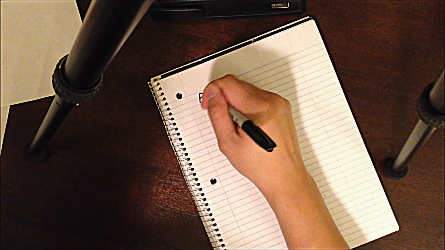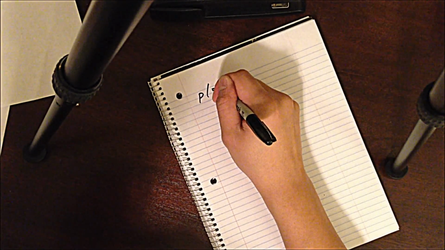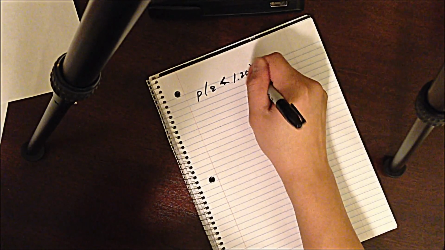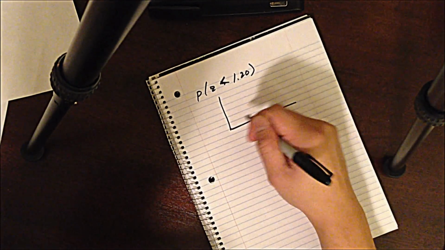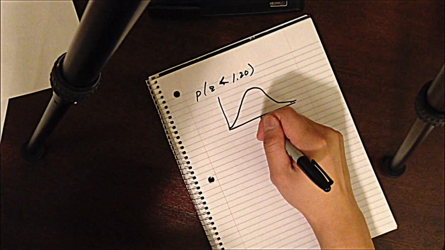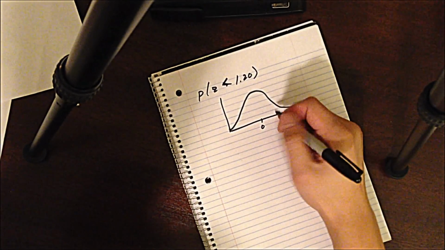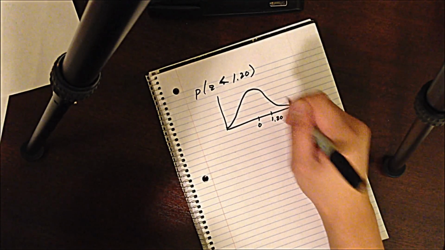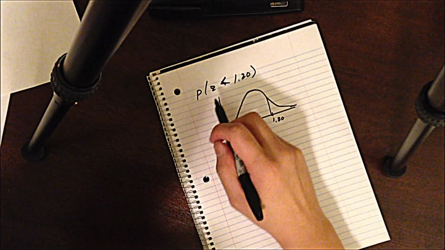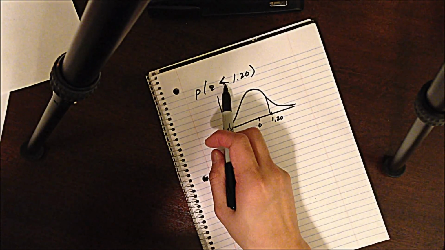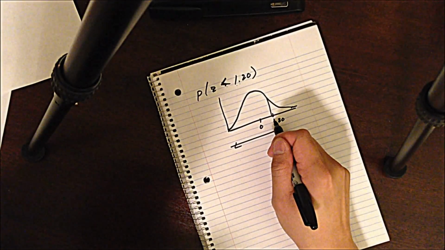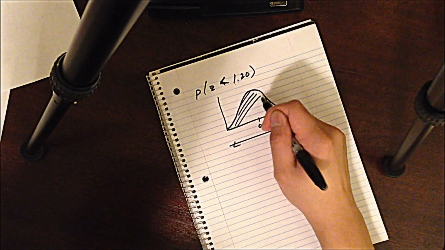Okay, let's try another example. So let's try a little bit harder. It says, what is the probability of getting a z-score less than 1.20? So first I draw my normal curve. 0 is here. So let's say 1.20 is right here. So it wants to know what's the probability of getting a z-score less than 1.20. So we're interested in everything this way. Anything less than 1.20. So we're interested in this area.